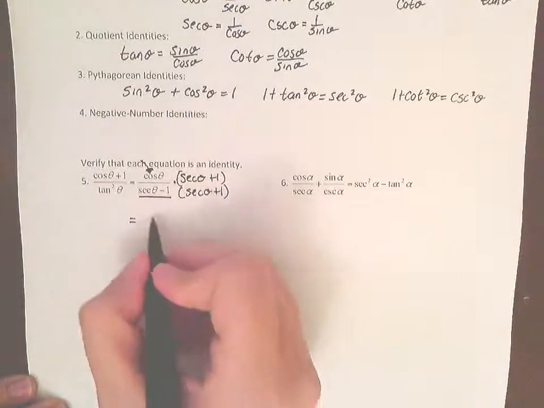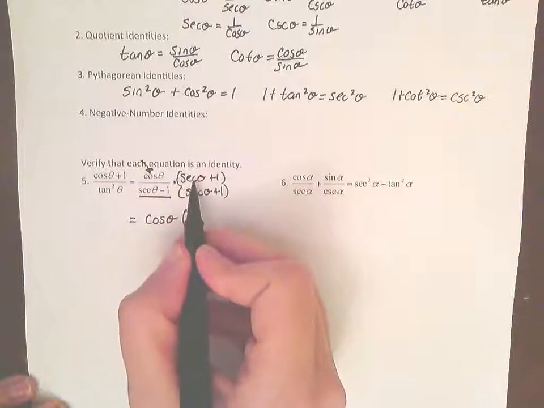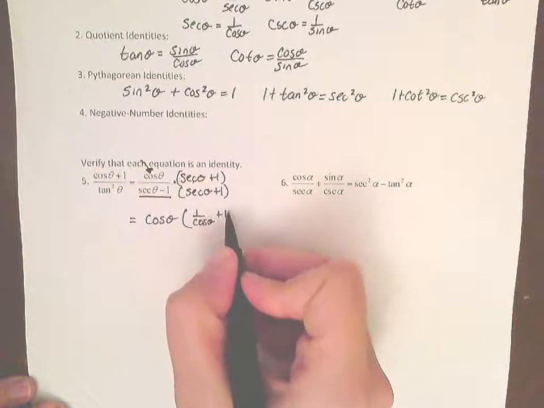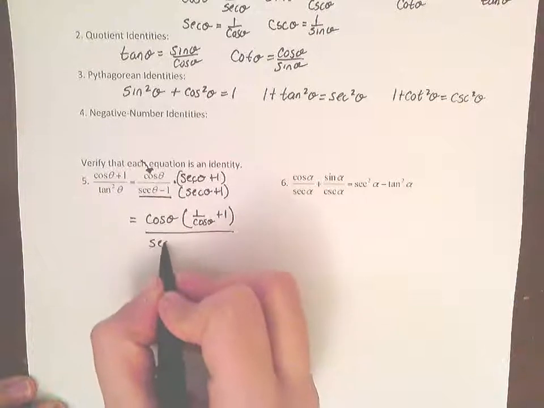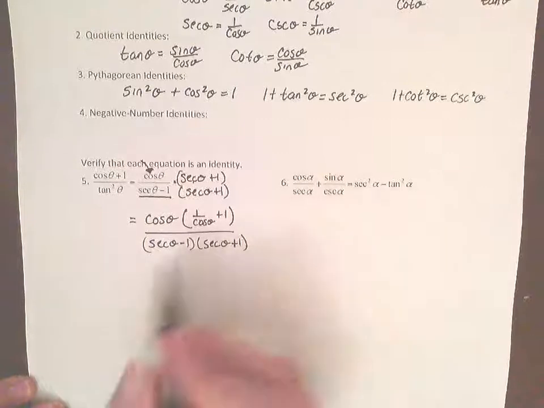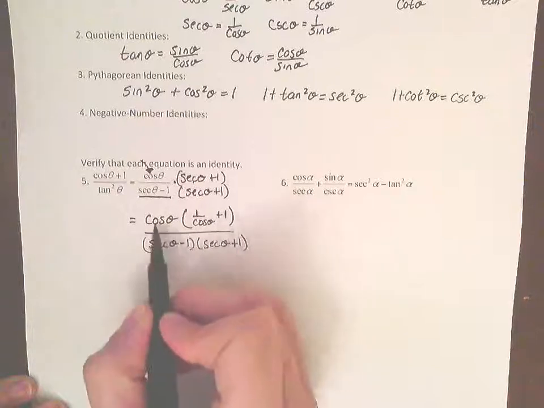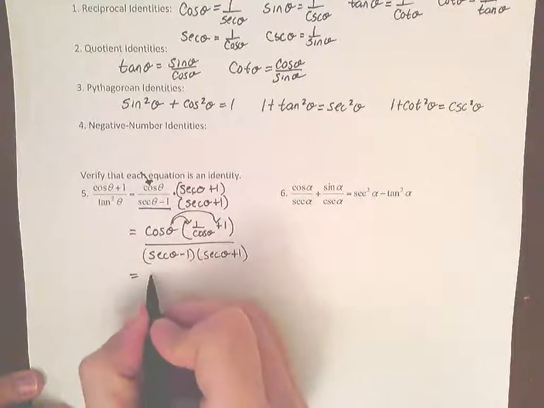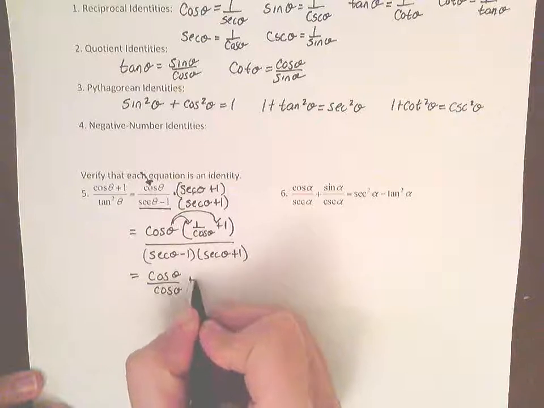So when you multiply this, you end up with cosine of theta times secant. I'm going to change it right off the bat to 1 over cosine of theta plus 1. And then the bottom is going to be secant of theta minus 1 and secant of theta plus 1. We'll work with that in a second. Now, up here, what I'm going to do is I'm going to distribute that cosine of theta. So now this becomes cosine of theta over cosine of theta plus cosine of theta.